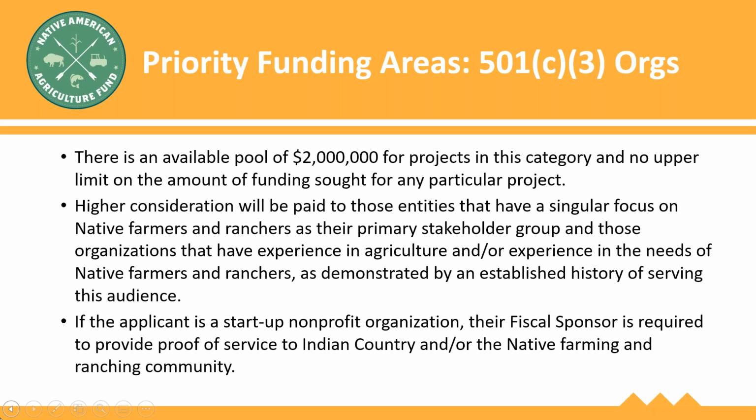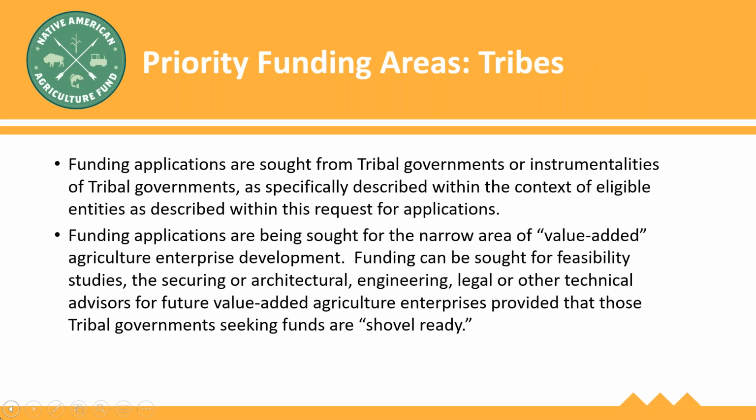There is an available pool of $2 million for projects in this category and no upper limit on the amount of funding sought for any particular project. Higher consideration will be paid to those entities that have a singular focus on the Native farmers and ranchers as their primary stakeholder, and those organizations that have experience in agriculture and are experiencing the needs of Native farmers and ranchers as demonstrated by an established history of serving this audience. If the applicant is a startup nonprofit organization, their fiscal sponsor is required to provide proof of service to Indian country and the Native farming and ranching community. Next slide.